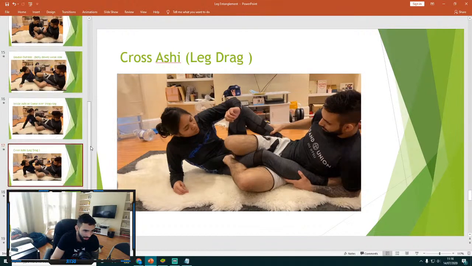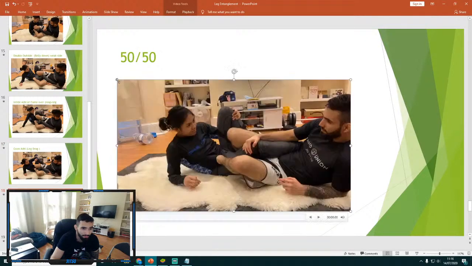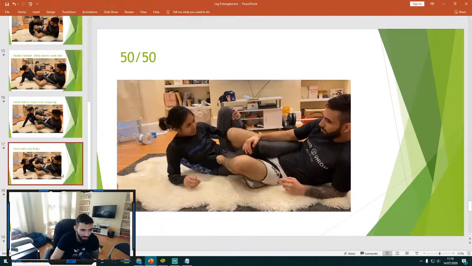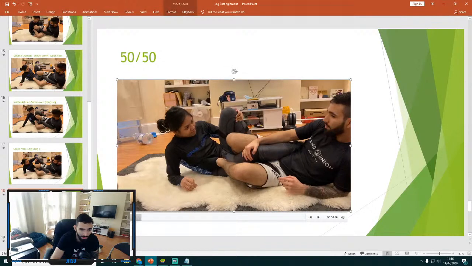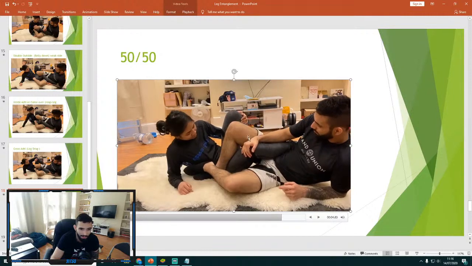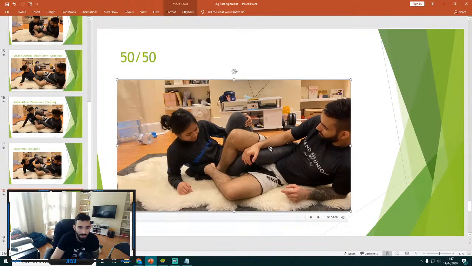Next up to cross ashi, something very familiar, 50-50. So here, that's cross ashi. The difference between cross ashi and 50-50 is just our leg going through. So now we're in the exact same position of the leg entanglement. That's our 50-50. Happy days again. Cool, so nothing different, except for the leg. And I think everyone knows 50-50 by now.